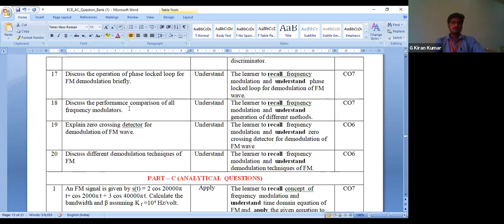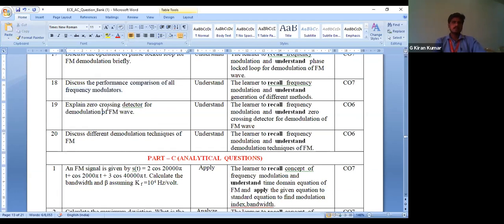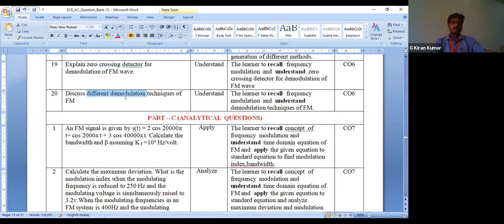Discuss the performance and comparison of all frequency modulators. All frequency modulators means direct and indirect comparison, or wideband and narrowband. Direct and indirect methods in most cases. And the zero crossing detector can be done. Questions on different demodulation techniques of FM can be repeated. Okay, so this is about module 3.